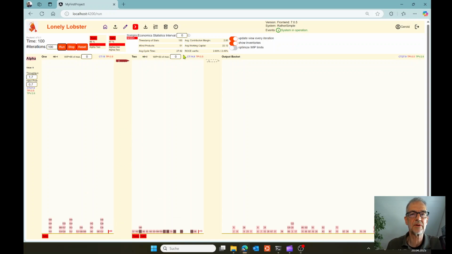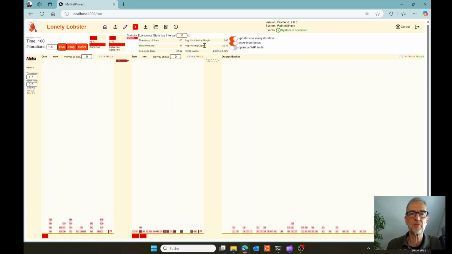We have an average cycle time of almost 28. And the average contribution margin is 2. Why is that? Because we are generating a value of 5. That's what our customer will finally pay us. And we have to put in effort 1 and 2, so 3, and that's the cost. So 5 minus 3 is 2 there. So that's the contribution margin here.